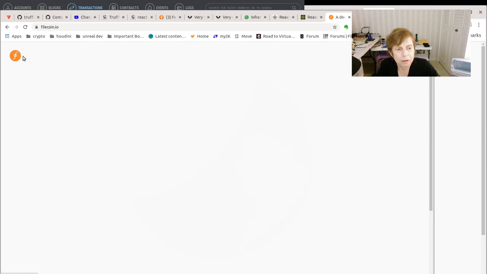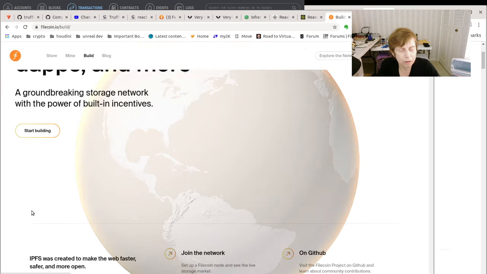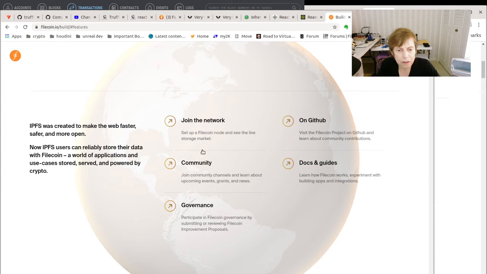The other thing, what else do they talk about here? Build, which is my particular interest. So you can, let's look at this. Set up a Filecoin node and see the live storage market. You could look at the Filecoin project on GitHub, and then there are the docs and guides for what we're going to want to do, is explore it technically.